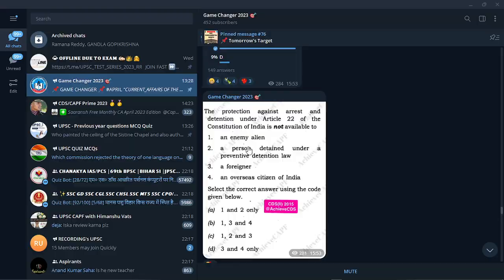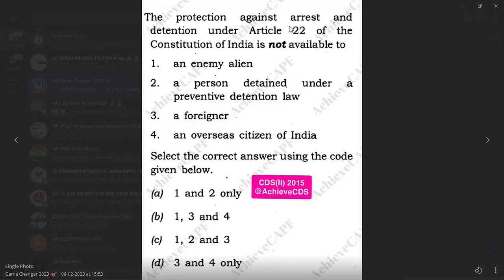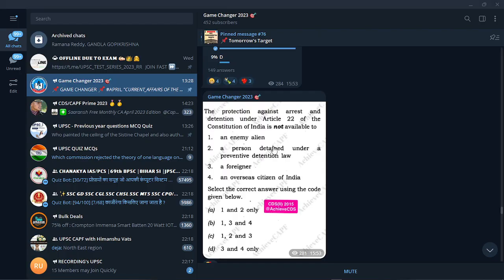The protection against arrest and detention under Article 22 of the Constitution of India is not available to an enemy alien, a person detained under a preventive detention law, a foreigner, an overseas citizen of India. 1 is correct, 1 is 100% there. Preventive detention law, 2 is also there, I think. Foreigner, overseas, 1 and 2.